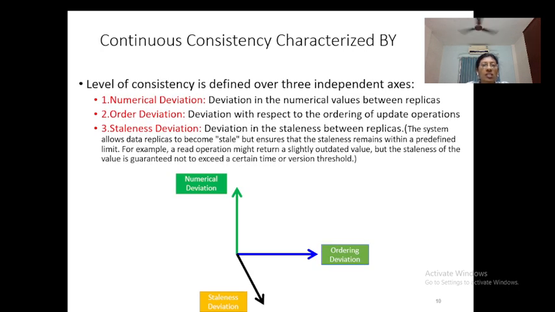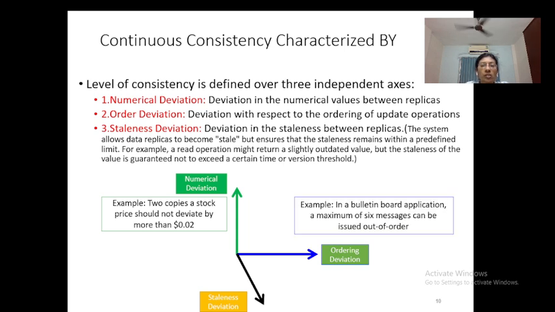Continuous consistency is characterized by three independent axes. They are: 1. Numerical deviation. Deviation in the numerical values between replicas. Example, 2 copies of a stock price should not deviate by more than $0.02. Second one is order deviation. Deviation with respect to the ordering of update operations. Example, in a bulletin board application, a maximum of 6 messages can be issued out of order.